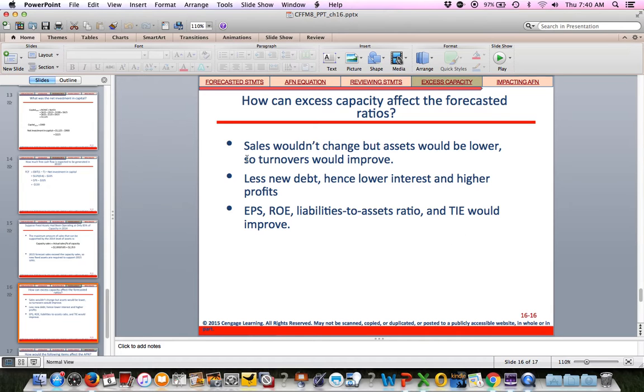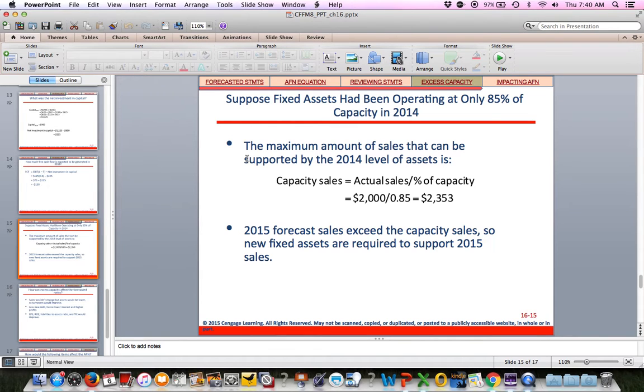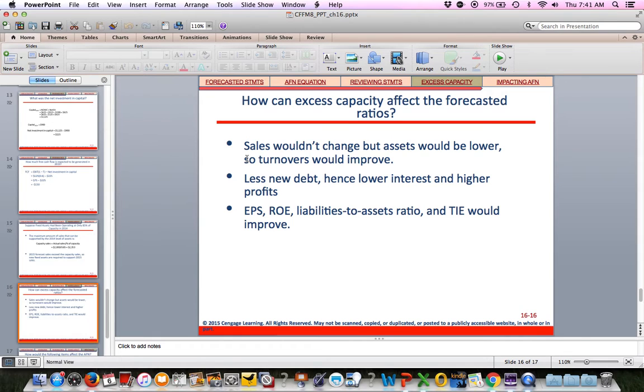So basically what they're saying is, I still have to expand, but not as much, right? Because I had to do a 25% expansion in the previous example because I was at full capacity and sales went up by 25%. In this example, I'm at 85% capacity, so I wouldn't have to spend as much on increasing my property, plant, and equipment. So I would borrow less, therefore I'd be more profitable.